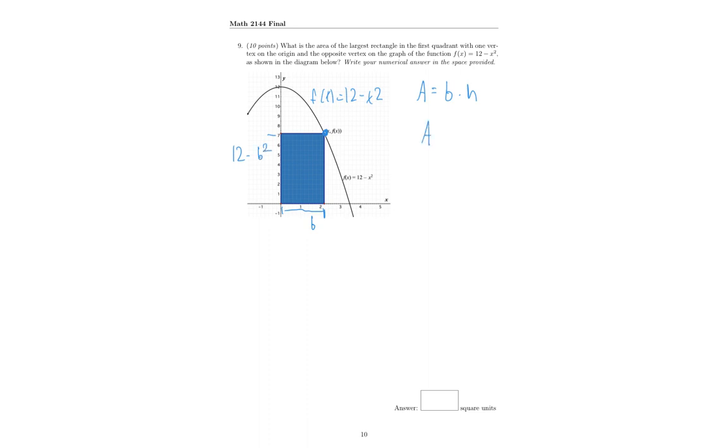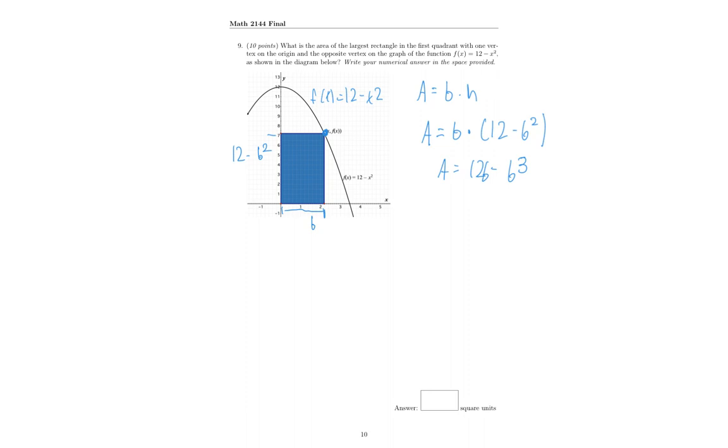So that means the area of this rectangle is just the base of the rectangle times 12 minus that base squared, which I can rewrite as 12b minus b cubed. And the thing with optimization is once you can write whatever you're trying to maximize or minimize in terms of just one variable, in this case b, where b is the base of this, to find our critical points where it's going to be maximized or minimized, we're going to take a derivative and set it equal to 0.